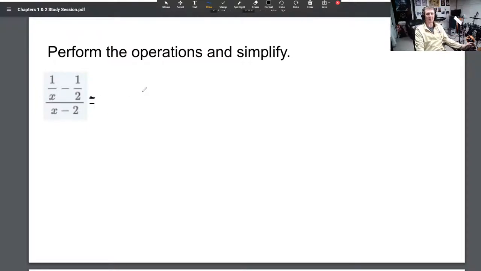So, perform the operations and simplify. I specifically chose this question because I know that people have asked me questions about this type of thing before. So, what do we do first? We've got a compound fraction, and on top, we've got a difference of fractions. So what do we do?